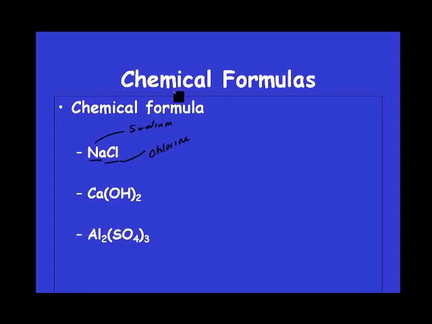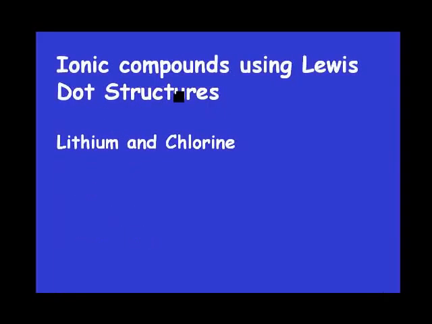Now, how do we determine a chemical formula? One way is to use the Lewis dot structures that we've been working with previously. If we take lithium, lithium has 1 valence electron, and chlorine has 7 valence electrons. Lithium is a metal, chlorine is a nonmetal. Lithium will want to lose its 1 valence electron, while chlorine wishes to gain 1.